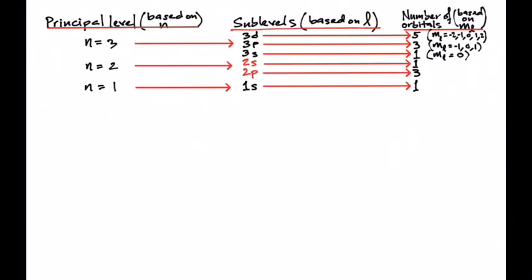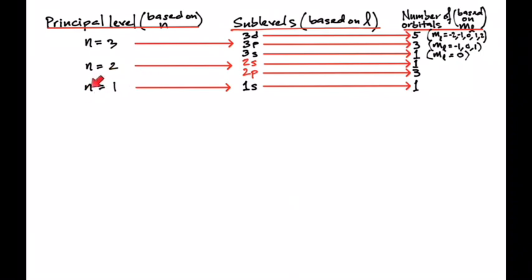All right, so now let's take a look at a few things here. This is basically what we did in the previous slide. You were able to determine the sublevels based on the value of n, and you were able to determine the number of orbitals based on the values of m sub L. So there's a shortcut in determining the total number of sublevels per given energy level.